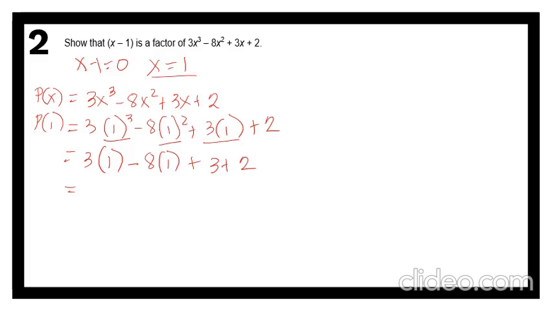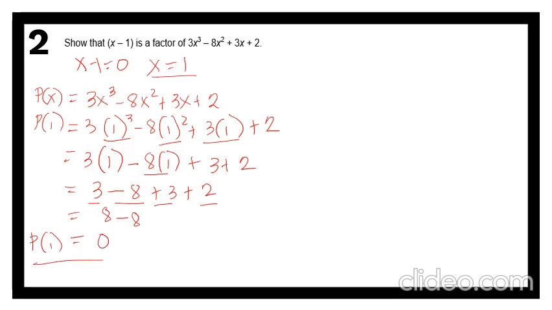And then 3 times 1, the answer is 3, minus 8 times 1, the answer is 8, plus 3 plus 2. Pag sinamasama ang lahat ng positive, 3 plus 3, 6 plus 2, 8. Minus yung natitirang 8, 8 minus 8 is 0. So, p of 1 is 0. Since 0 ang ating sagot, therefore, x minus 1 is a factor.